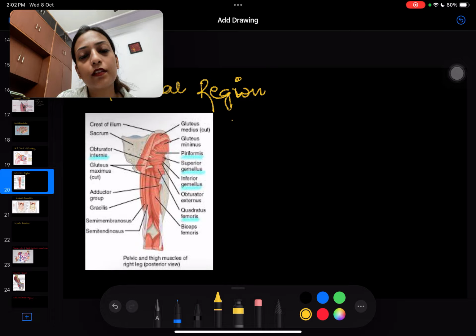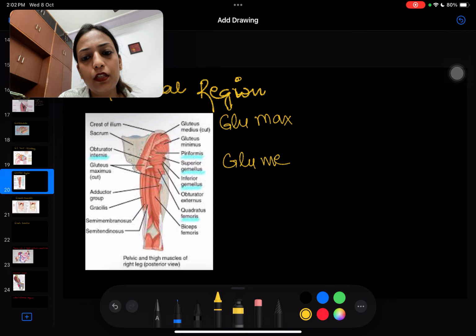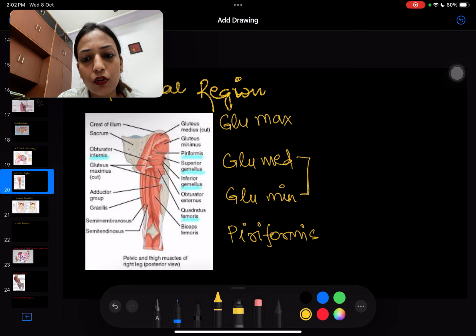See, there is the gluteus maximus, there is the gluteus medius, there is the gluteus minimus, and there is the piriformis, right? Now you just have to remember one thing. Medius and minimus always go together. Maximus goes opposite to medius and minimus. Did you understand what I just said? Maximus goes opposite to medius and minimus. Medius and minimus always go together.